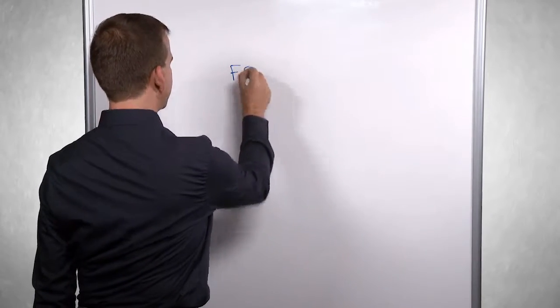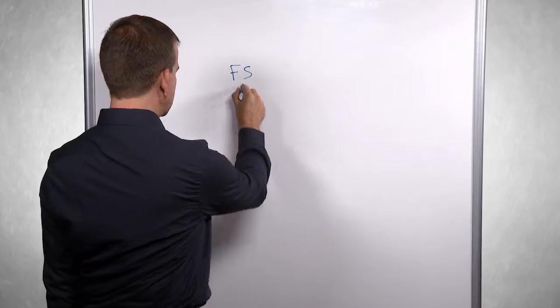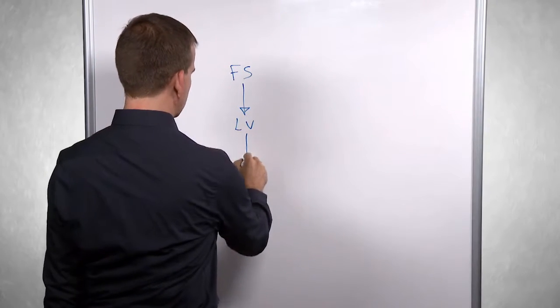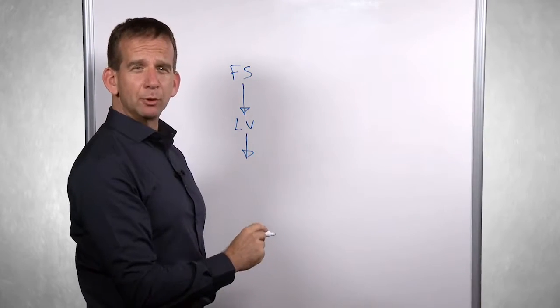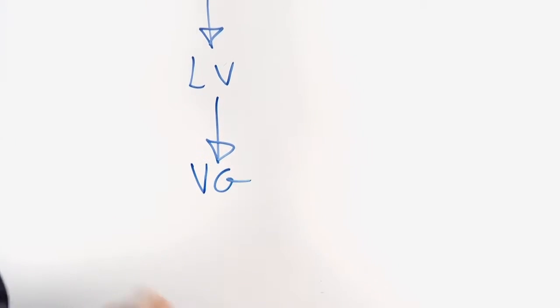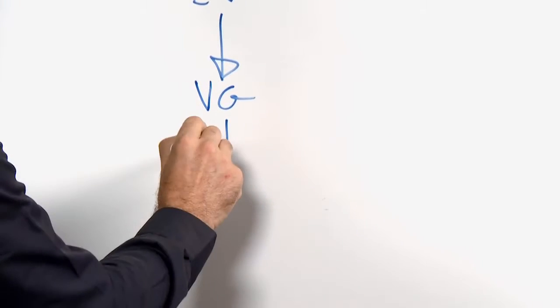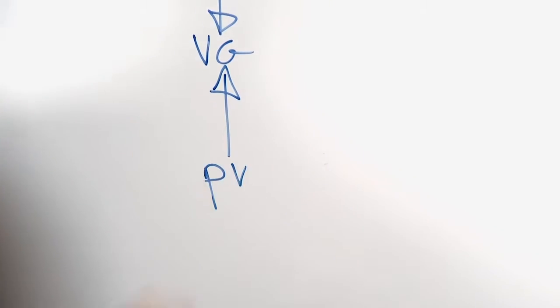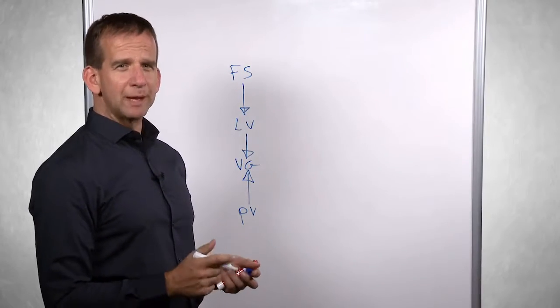So on top we have the file system. The file system sits on a logical volume. The logical volume gets its available disk space from the VG, and the VG leans on physical volumes, which provide the actual disk space to it.